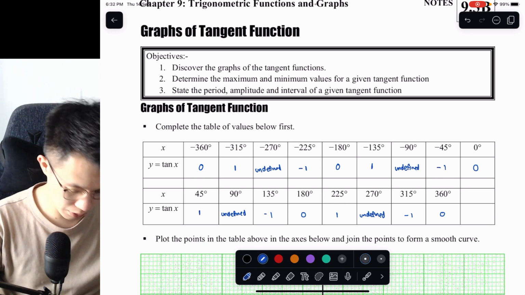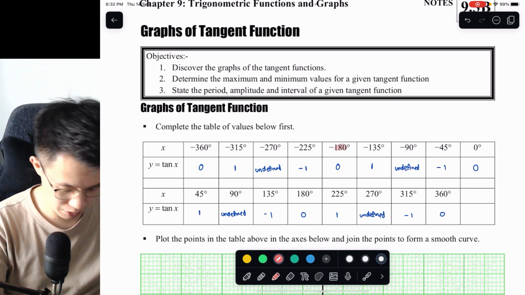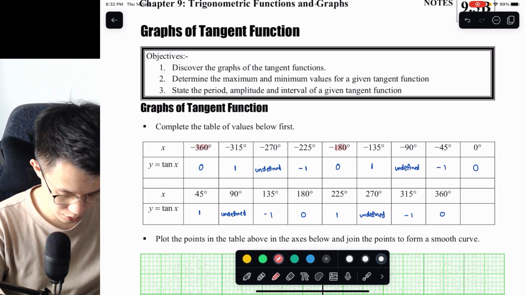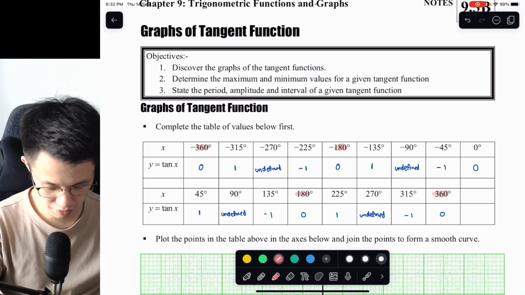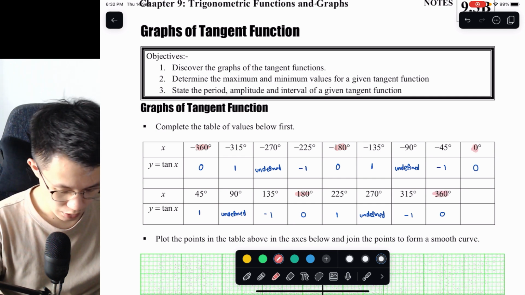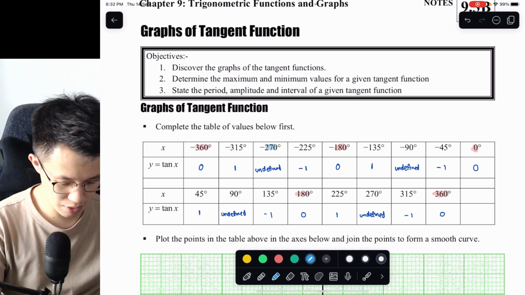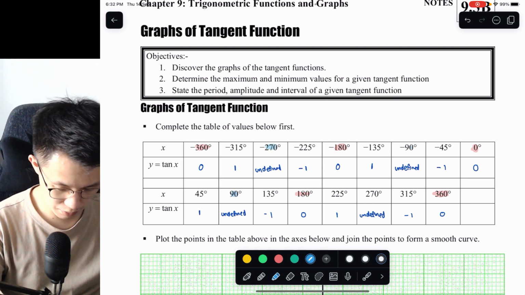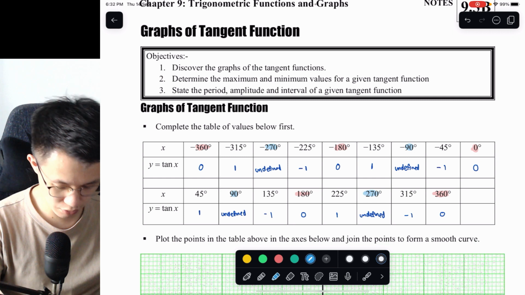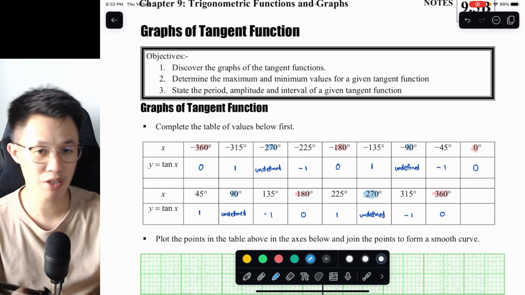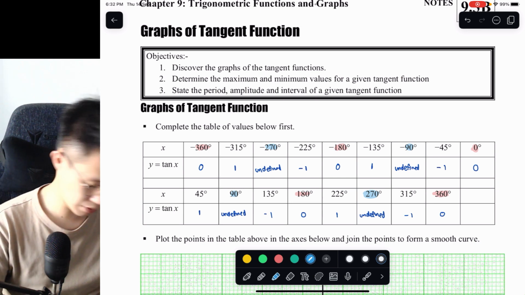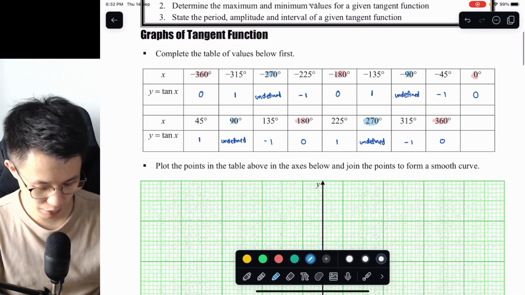Okay, if you think about it, if we look at 180 degrees, it doesn't matter negative or positive, it is going to be 0, and of course 0 itself is 0. Okay, and then we look at 270 degrees and 90 degrees. If it's 270 and 90 degrees, it's going to be undefined. And the rest, which is in the middle of 180 and 270, or in the middle of 270 and 360, and so on and so forth, is going to be 1 or -1.